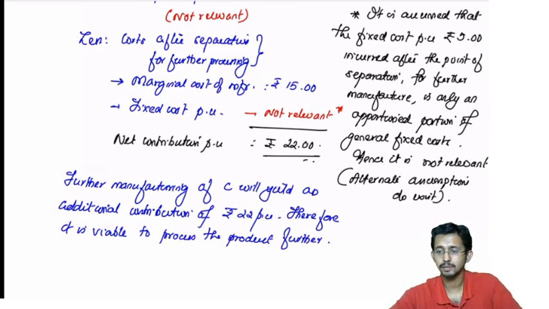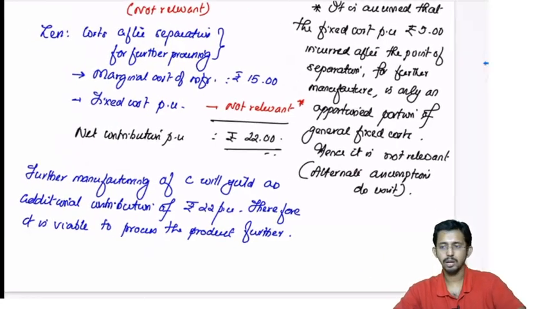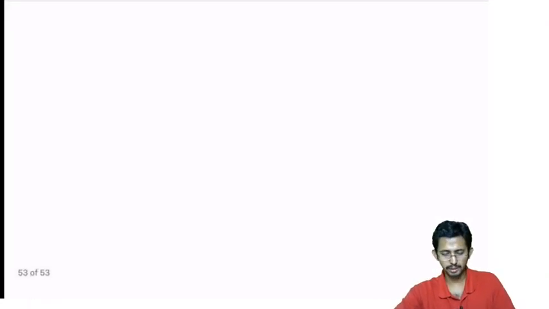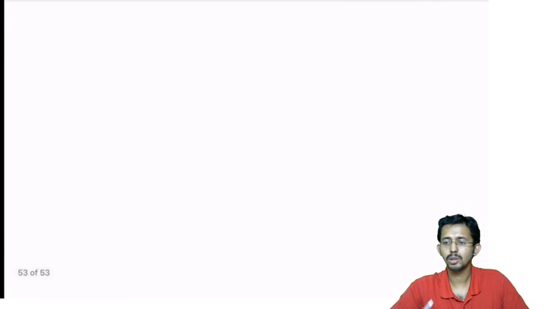Okay, right. Now that's all with this question. So you will have to move forward to the next. You can write the heading minimum pricing decisions.